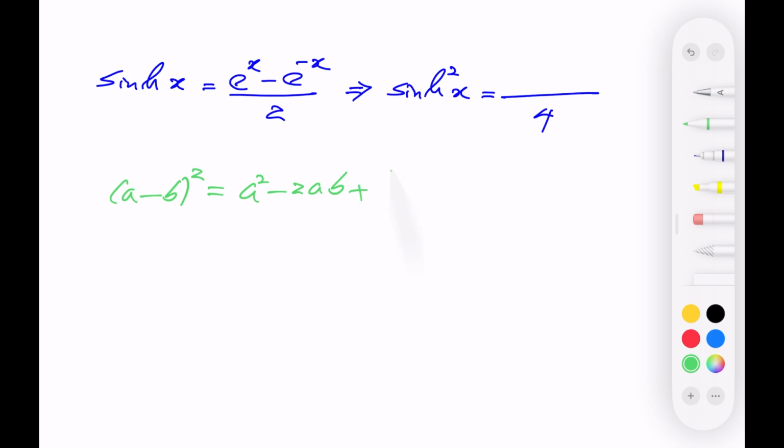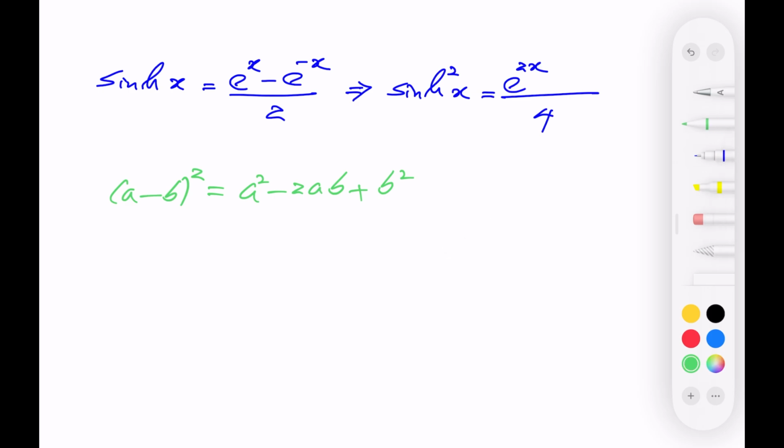So your a is e to the x and your b is e to the negative x. Then you can see a squared should be equal to e to the x times e to the x. When you multiply 2 things with the same base, the exponents are added. Therefore, e to the x times e to the x is simplified to become e to the 2x.